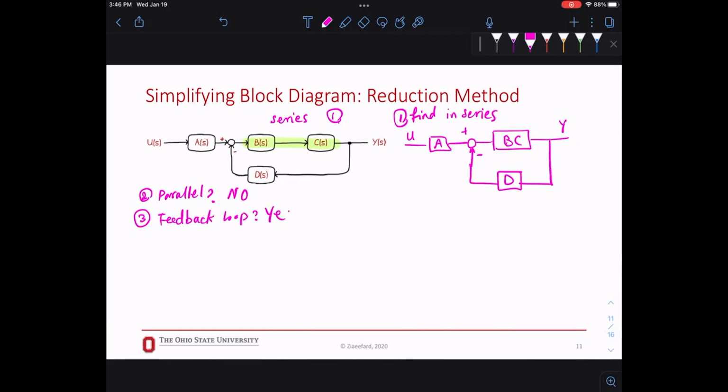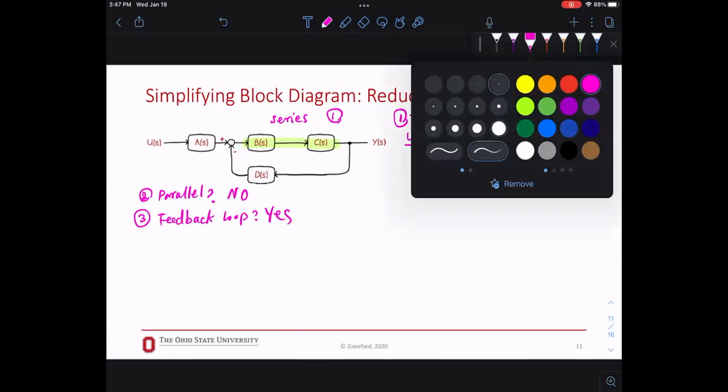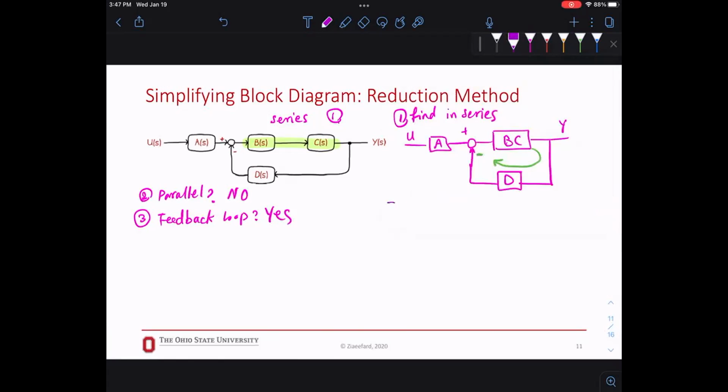Yes, so this is a feedback loop, right? Because it starts from here, following the signal, goes here, this is a negative feedback. So I remember that I can write the top BC over 1 plus the feedback times the forward path. So I'm going to write it in a different color, U, A, then I am basically combining my feedback, which is BC over 1 plus BCD, and then this is Y.